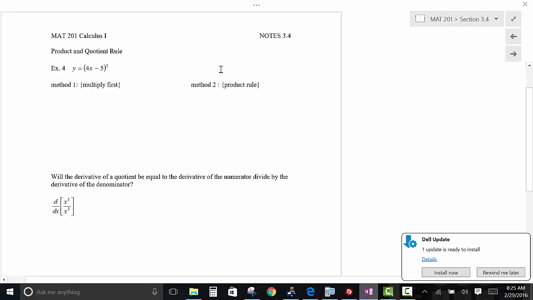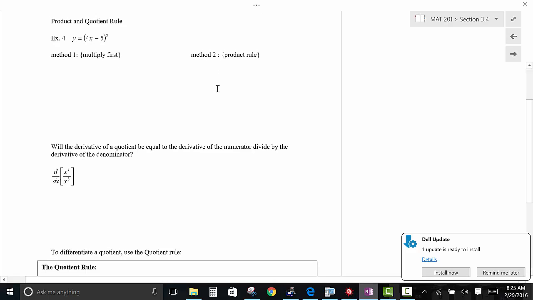Okay, so we're going to do a little bit more with the product rule. I guess I'm going to do one more example of the product rule.